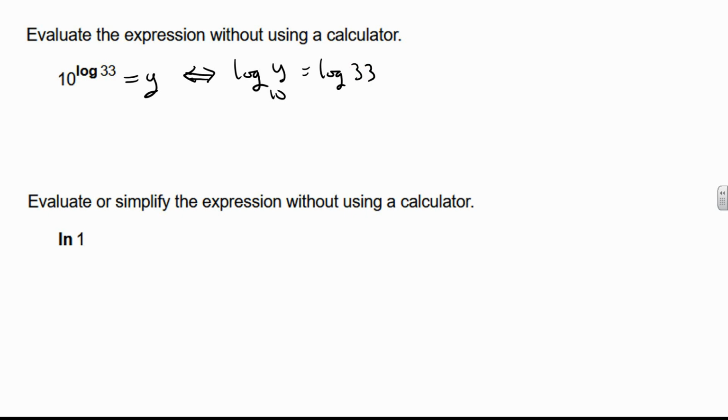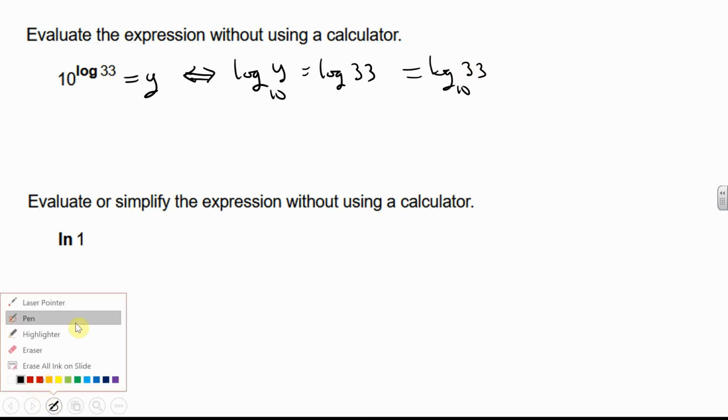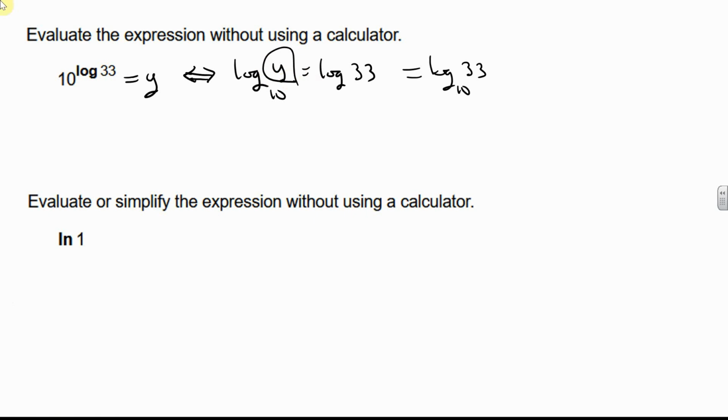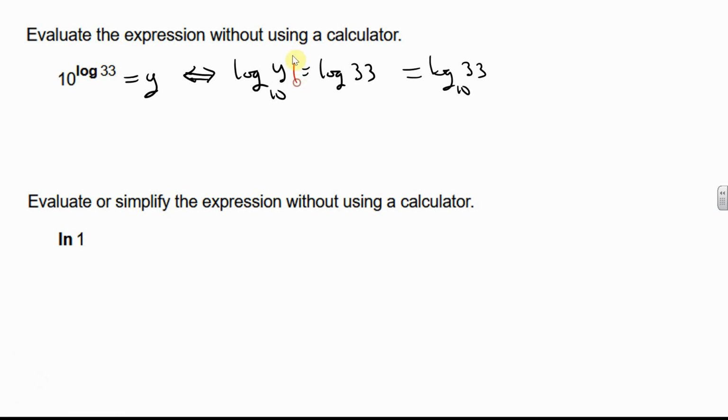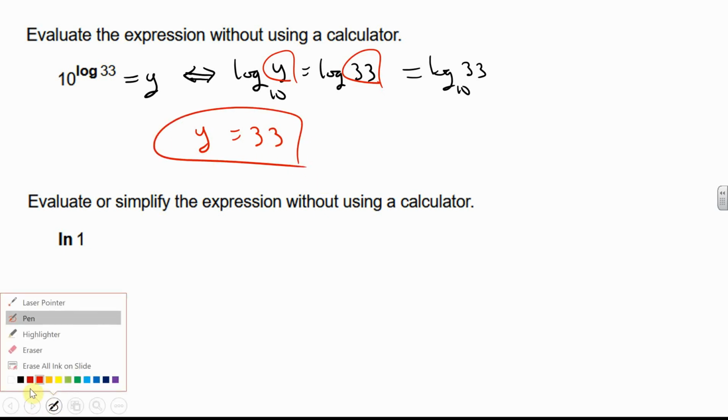Again, if the base is not written, that means it's the common base of 10, right? So this is the same thing as log base 10 of 33. So the positions match up. Why? It's algebra. They're equal. So y is equal to 33. So you're finding that without a calculator.